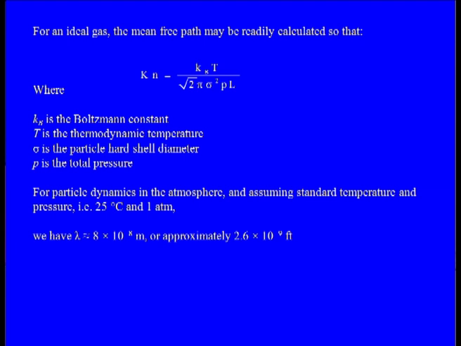For example, for particle dynamics in the atmosphere, assuming standard temperature and pressure, that is 25 degree centigrade and 1 atmosphere pressure, we can calculate the value of the mean free path, which comes to about 8 times 10 to the power minus 8 meter, or approximately 2.6 times 10 to the power minus 9 feet. Mean free path means the distance during which a particle will not collide with another.